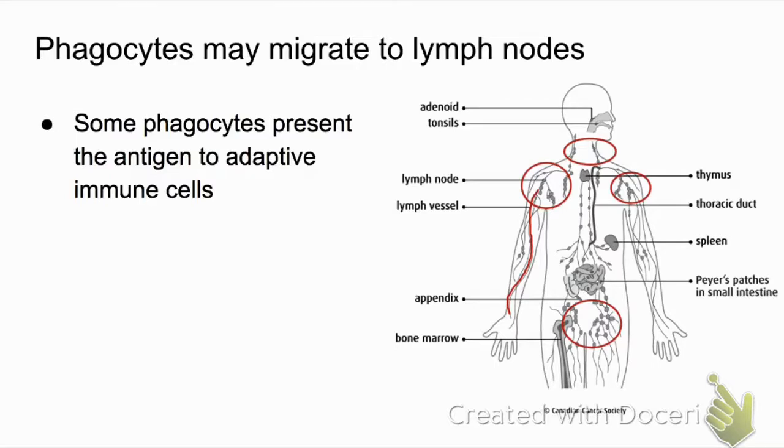We might also find that cells will localize to the spleen in the case of white blood cells and B cells in particular. But it's at these locations where these innate immune cells, particularly macrophages and dendritic cells, are going to begin to stimulate the adaptive immune response. And that's going to be the focus of our topic here.